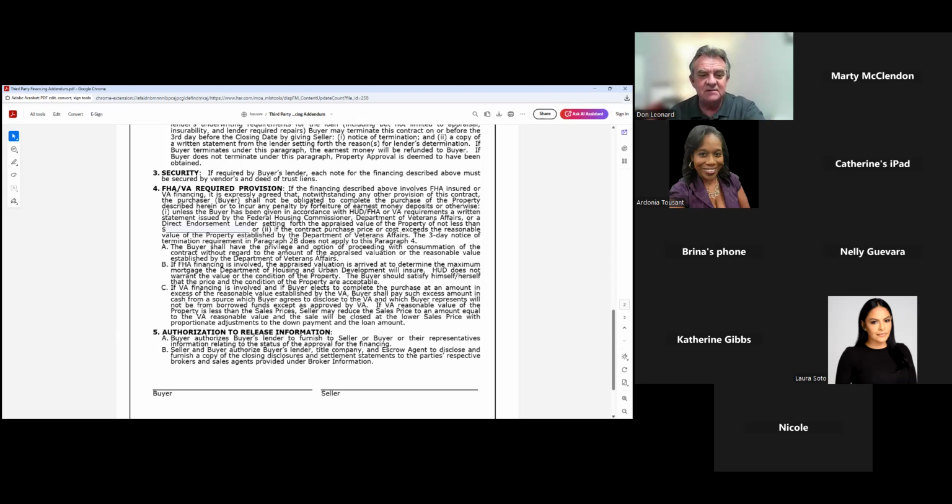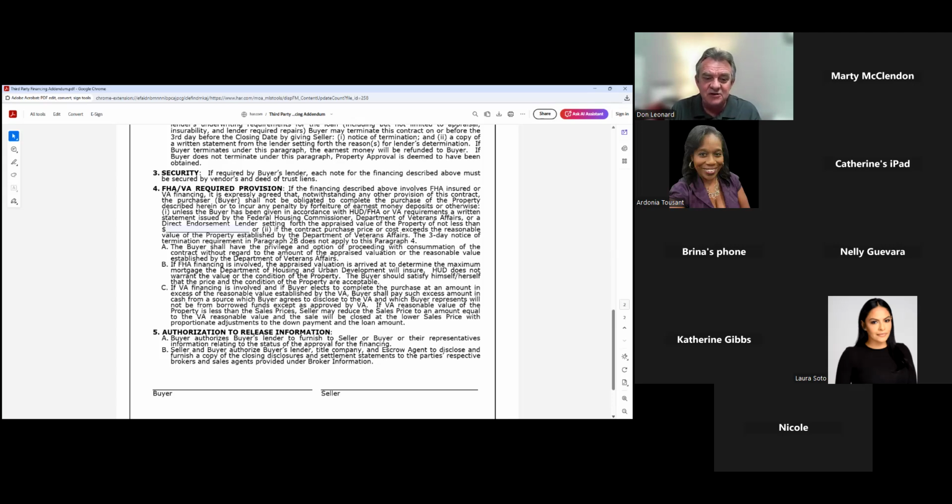A, B, and C are just a little bit of additional information. Buyer shall have the privilege and option of proceeding with the consummation of the contract without regard to the amount of the appraised valuation or the reasonable value established by the Department of Veteran Affairs. So they're not obligated, but there's nothing to stop them from continuing to go on if they want to. Most of them wouldn't, but that language is in there as well.